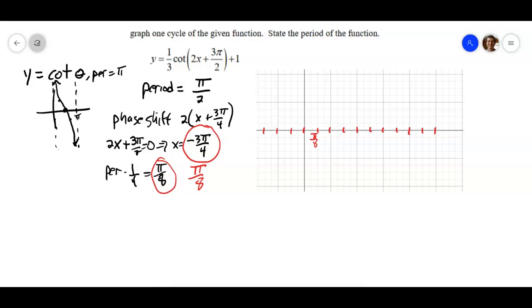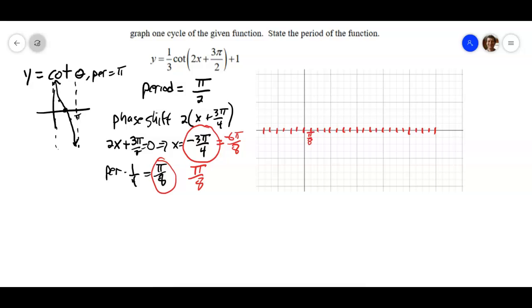Next up. Normally, I think I'm going to need a few more. So normally, right at the origin is an asymptote. But we're shifted left 3 pi fourths. In terms of our tick marks, that's 6 to the left. I only have 4 of them. How do I want to adjust this? Let's just make the tick marks twice as small. Now I'll have way too many tick marks, but all of these tick marks, this is pi eighths.